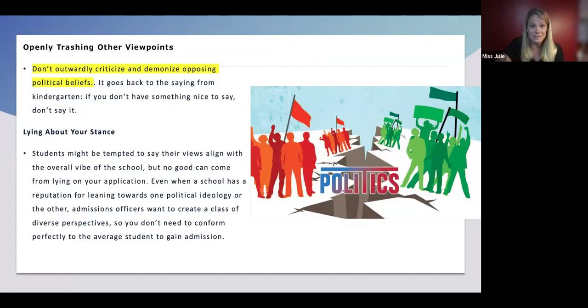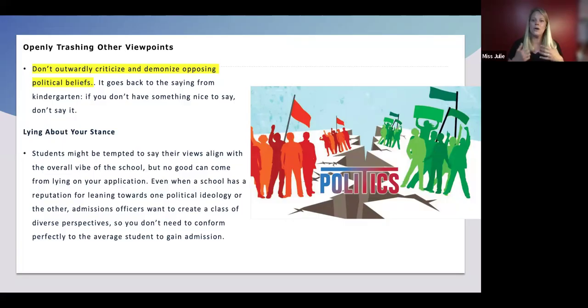You also don't want to lie, right? Sometimes students may be tempted to look at a school and say, okay, well, this is a religious school, so I think they might have more conservative views, so I'm going to gear my essay towards more conservative. You don't want to do that either, right? You might be tempted to say your views align with the overall vibe of the school, and if they don't, it shows, right? Even when a school has a reputation for leaning towards one political ideology over the other, admissions officers want to create a class of diverse perspectives.